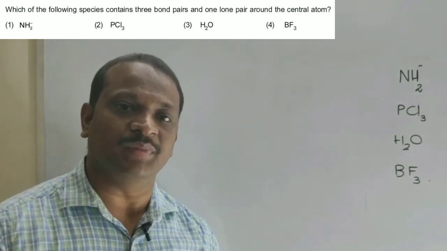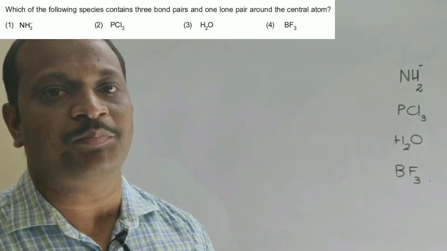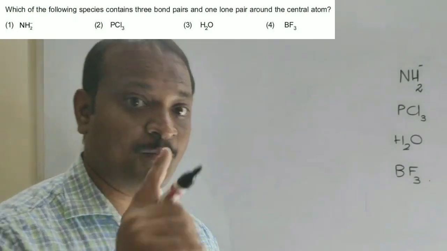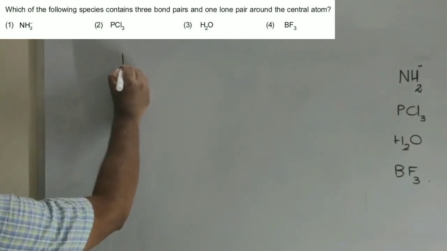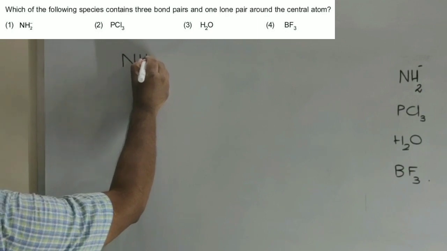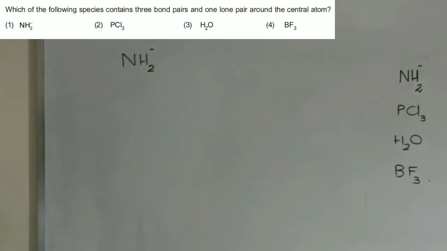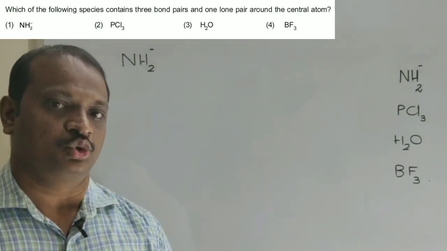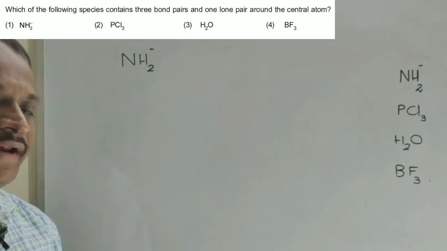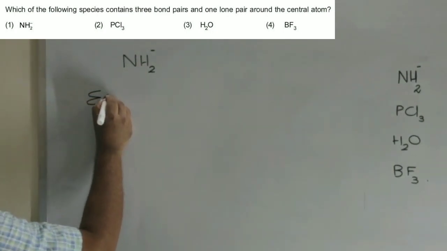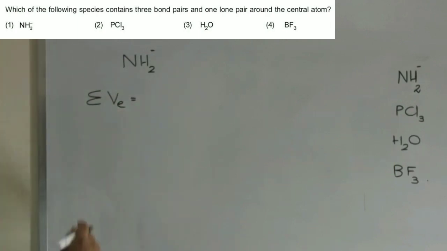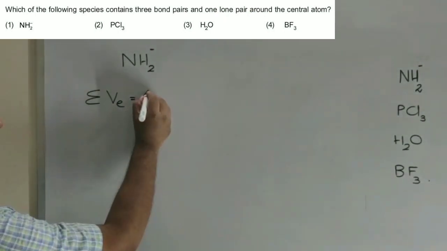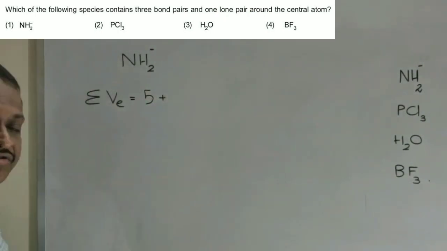See, here I am teaching you a method to get the number of bond pairs and lone pairs. Let's start with our first option, NH2 minus. I am just writing NH2 minus. What we need to do is calculate the total number of valence electrons. Sigma of valence electrons equals: nitrogen has how many valence electrons? It has 5 valence electrons. So let me write 5 plus hydrogen.